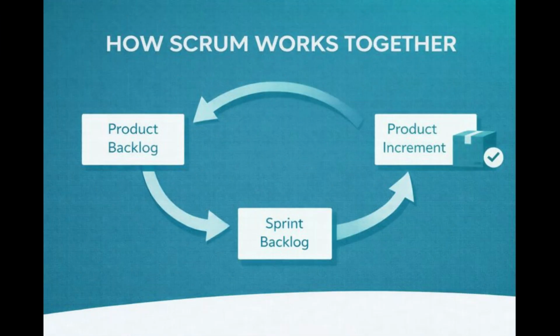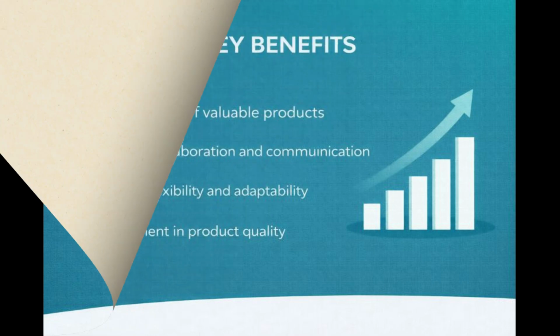How Scrum works together. Scrum works as a repeating cycle. Work flows from the product backlog into sprint planning, then into the sprint itself, producing an increment. Feedback is gathered and the cycle begins again. This supports continuous inspection and adaptation.